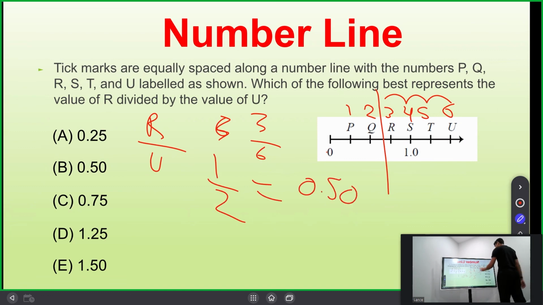So either way, we get the answer 0.50, and it's just a quicker method, and this would help a lot as well. The other way was just more complicated.